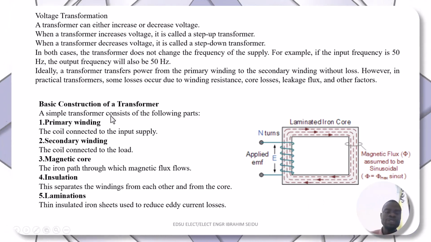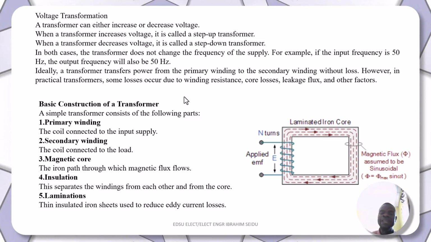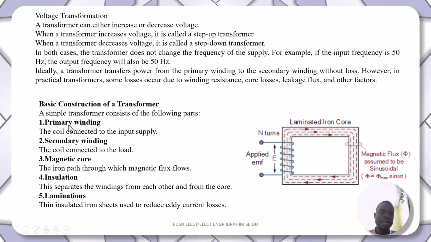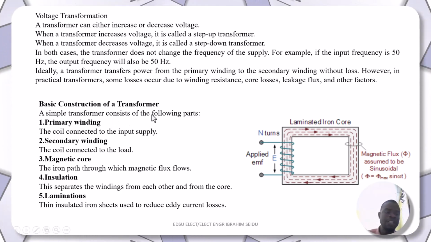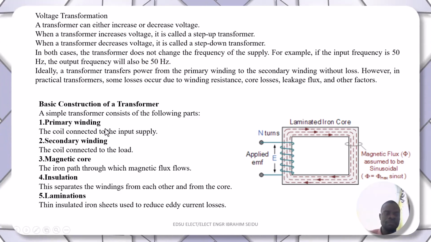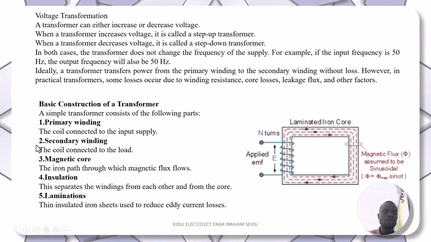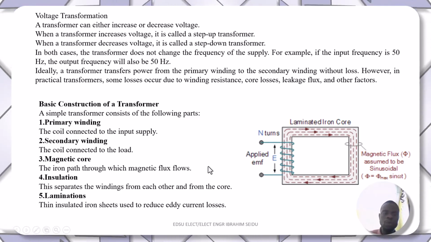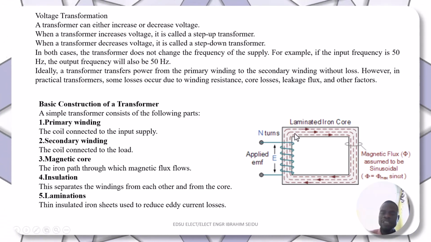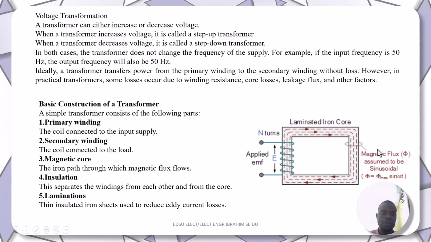Now let's discuss the basic construction of a transformer, the key parts that are found in a transformer. This is a basic transformer here. The key parts found in a simple transformer consist of the following. One, we have the primary winding. The primary winding is the winding that is connected to your supply. Two, we have the secondary winding, which is connected to the load. We have the magnetic core, the iron part where your magnetic flux will flow through from the primary winding to the secondary winding for mutual induction to take place.